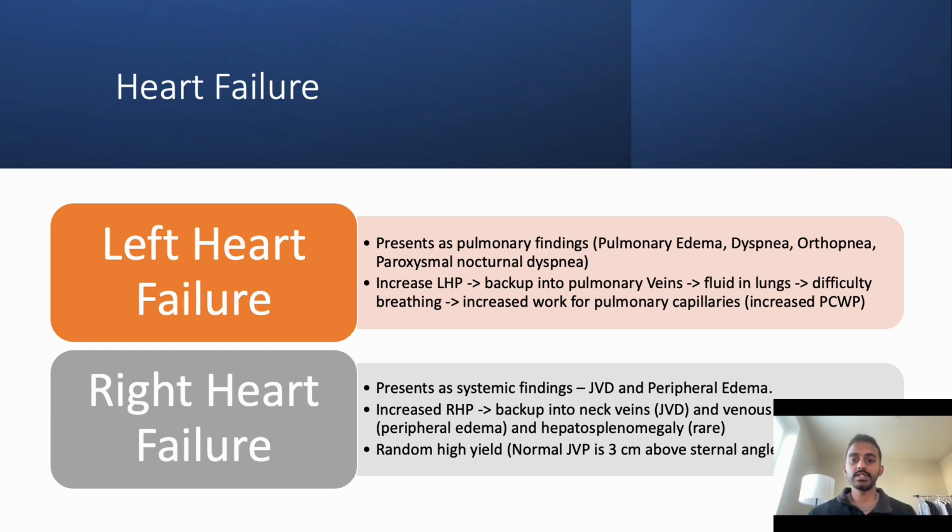So for the left heart, that presents as pulmonary findings due to transudative fluid being pushed out of the capillaries and into the lung interstitium. This would lead to dyspnea or difficulty breathing and findings on chest x-ray like Kerley B lines. And for the right heart, the fluid buildup would take place in systemic veins like the jugular vein, leading to jugular venous distension, and veins in the extremities and liver, leading to peripheral edema and hepatosplenomegaly. And just random high yield is normal JVP is 3 centimeters above sternal angle, so if it's anything above that, it's indicative of JVD.